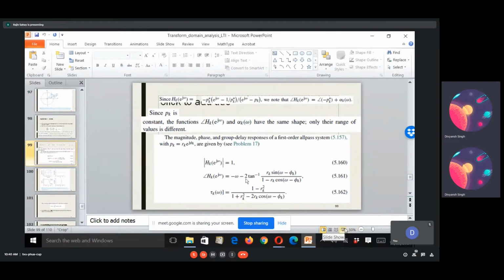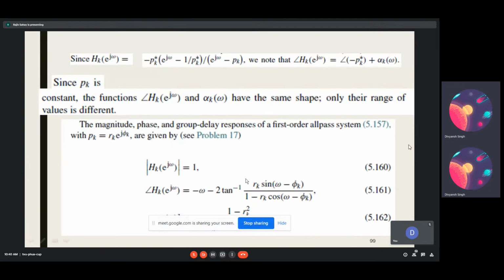Should I put it in the full screen mode? Is this better? Could you remove the bar? Okay, hide. Can you see this? The bottom formula, can you see? Yes, sir.